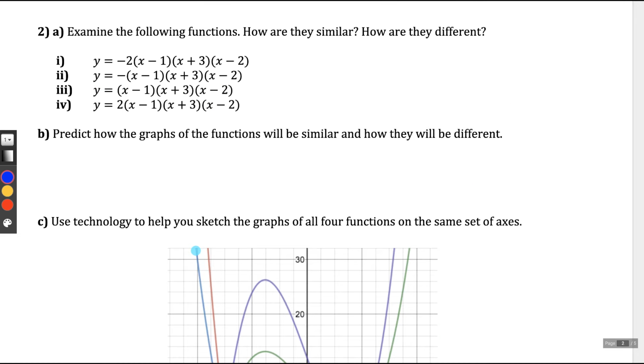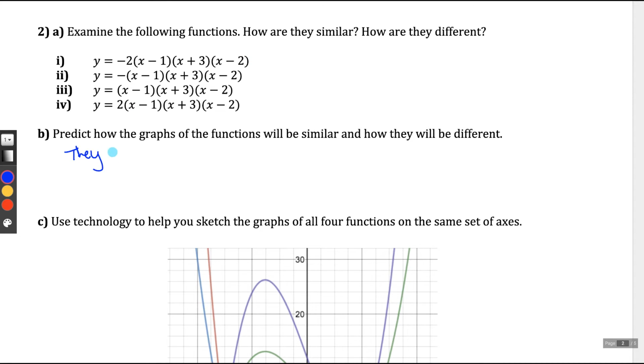Part 2 of the investigation asks us to examine the following functions. This time it doesn't give us the graphs, it just gives us the 4 equations. It says how are they similar and how are they different? Well, notice all 4 of them have the factor of x minus 1, all 4 of them have a factor of x plus 3, and all 4 of them have a factor of x minus 2. So all 4 of them have the exact same 3 factors that involve an x. What does that tell us? It tells us they all have the exact same x-intercepts. They'll have x-intercepts of 1, -3, and 2. And it's important to note those x-intercepts are all order 1, meaning the exponents on them are all 1 as well. That's important.